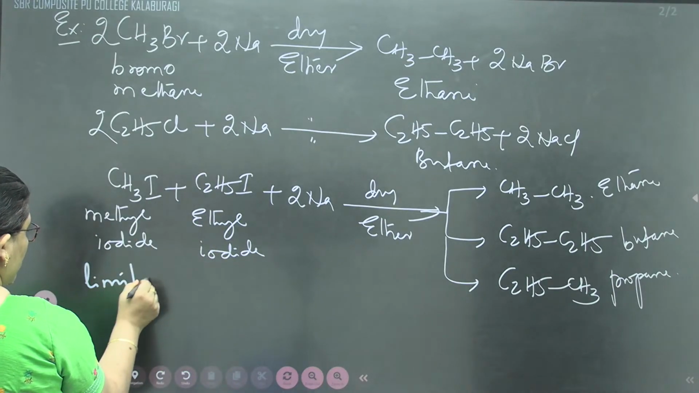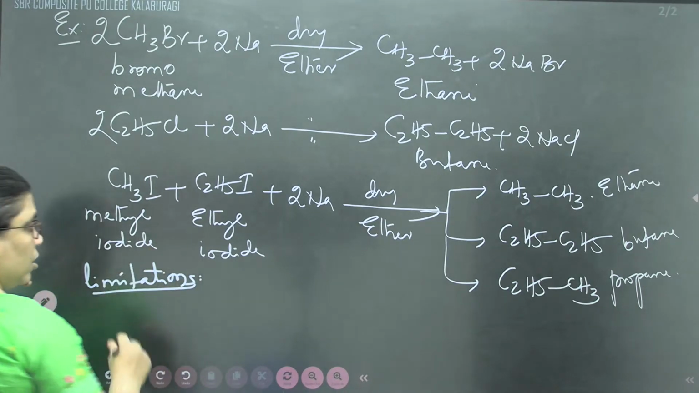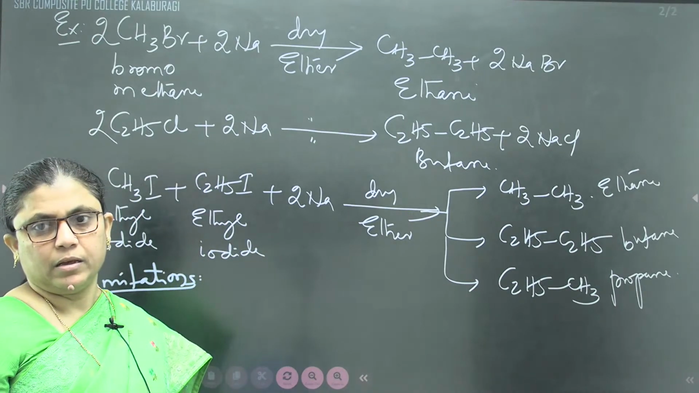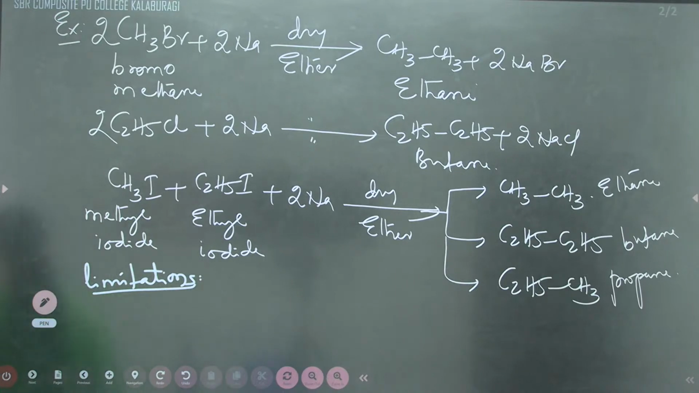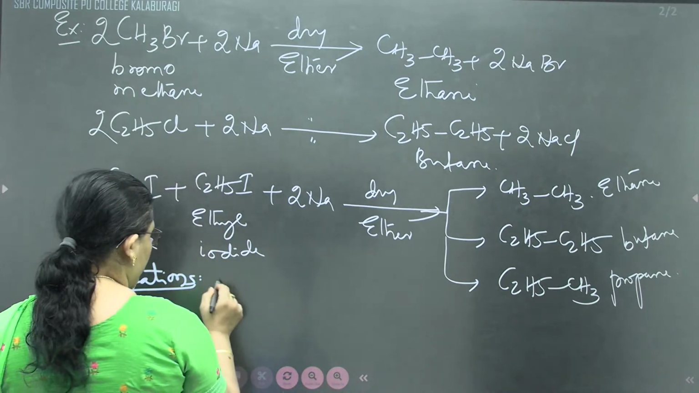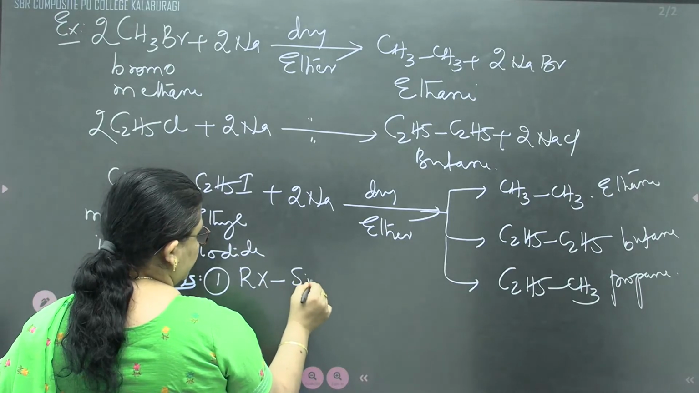That's why we will write limitations here. This reaction should be done only with respect to similar kind of alkyl halide. Alkyl halide must be similar. If alkyl halide is similar, then only the reaction is possible. Otherwise, no. So it means that alkyl halide must be similar. One important limitation is that alkyl halide must be similar.